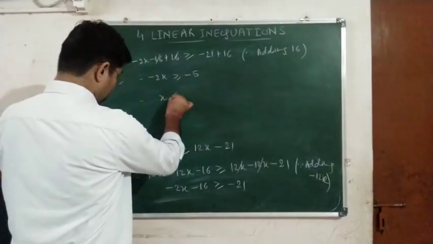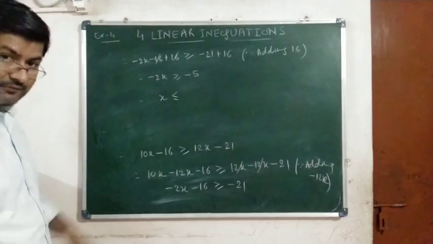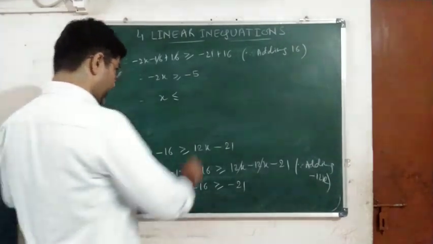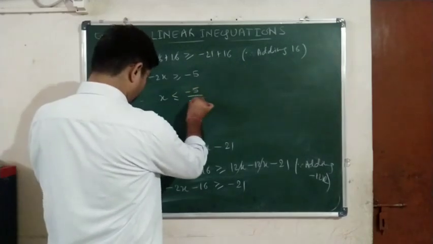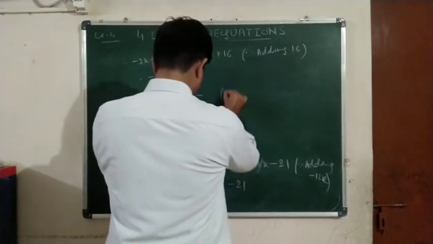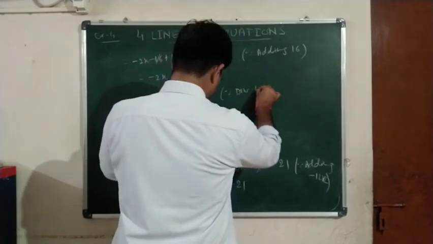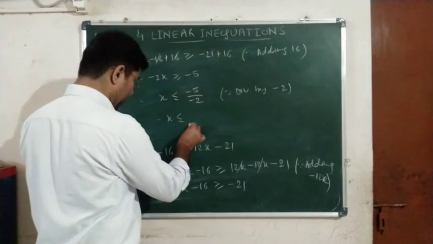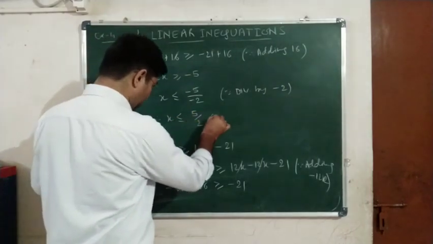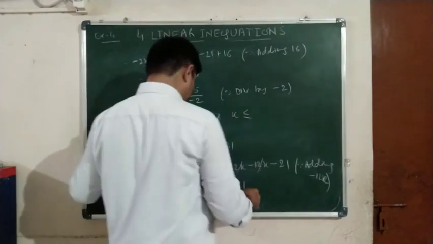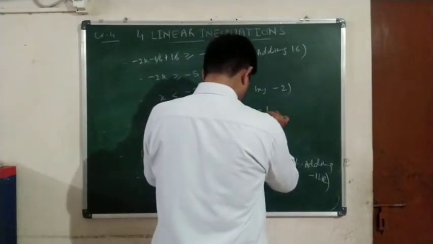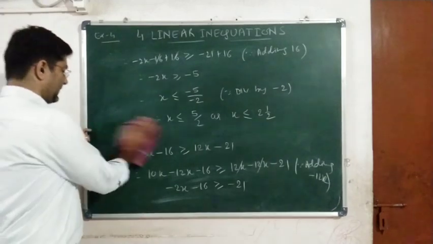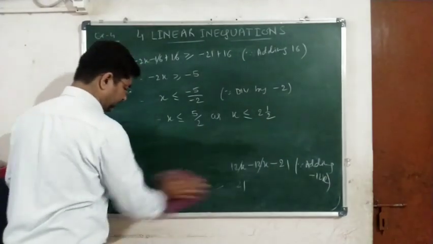Now obviously the inequality sign will change as we are dividing by a negative number. So we will get minus 5 upon minus 2. Since dividing by minus 2, therefore x is less than or equal to 5 by 2, or x is less than or equal to 2 and 1 by 2. Now let us write down the solution set.